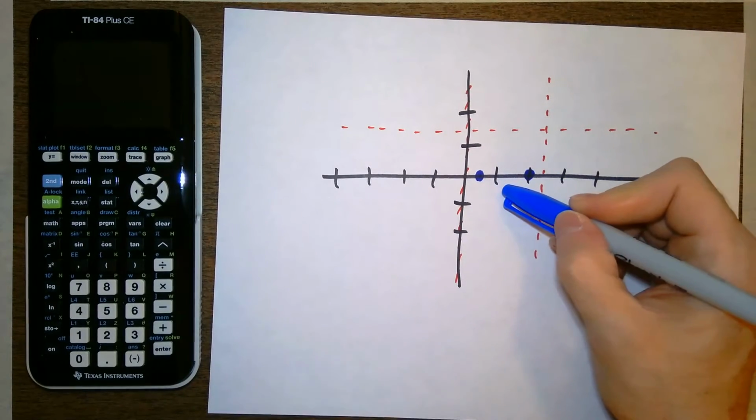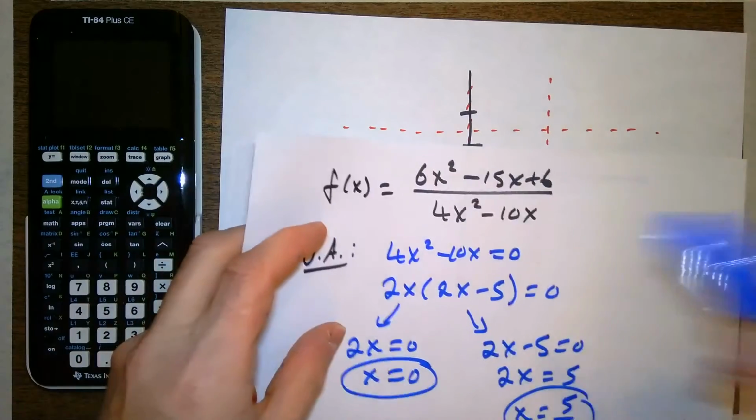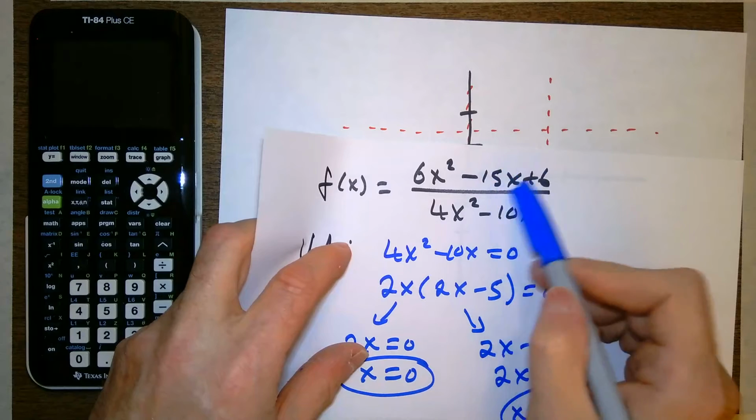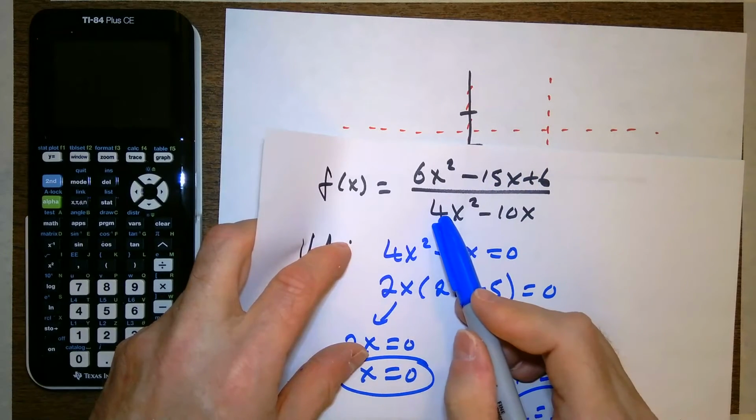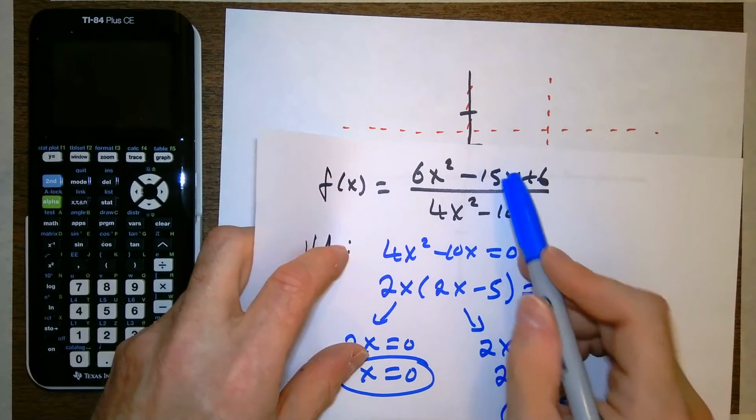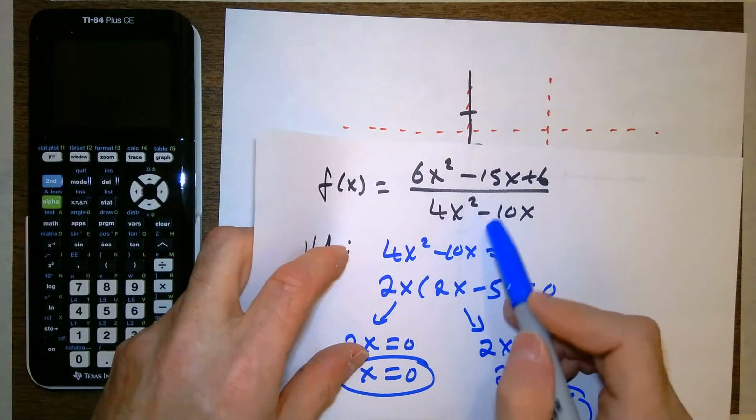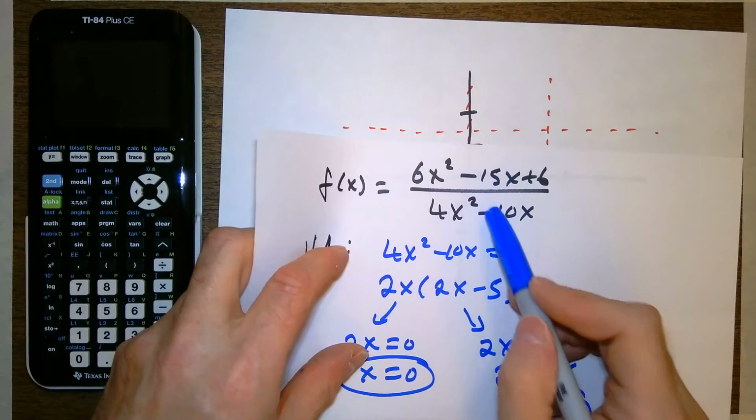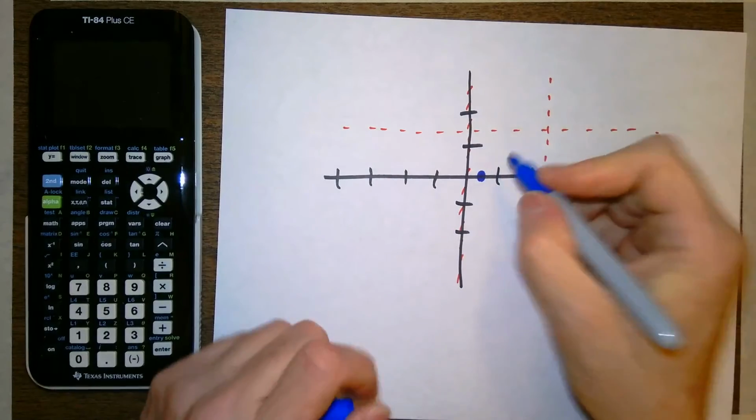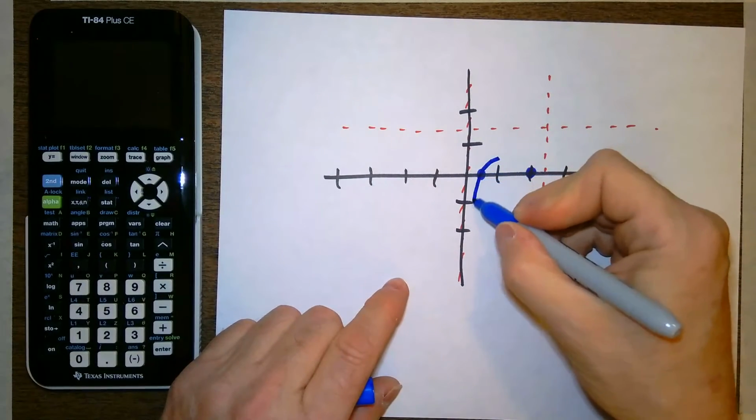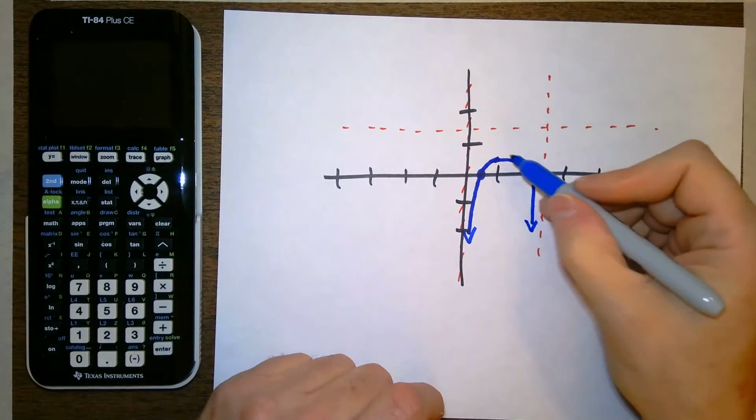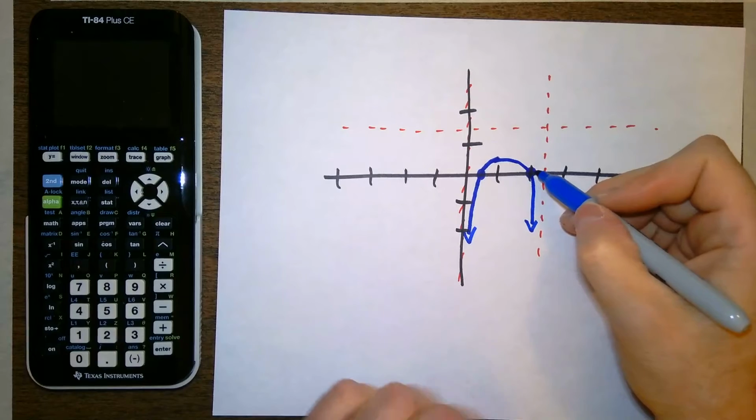Well, if I pick 1, plug the number 1 in and test the number 1, I'm going to get 6 minus 15 plus 6, which is a positive number. Then 4 minus 10 is a negative number. Negative over negative is positive. So at 1, it's positive. It's up here somewhere. So if it's up here somewhere, the only things that it could be doing is this and that. We know it doesn't touch and go because it doesn't have a multiplicity here.